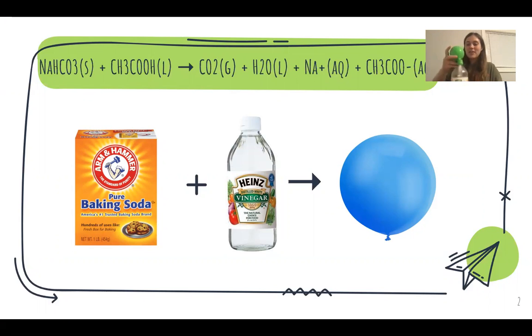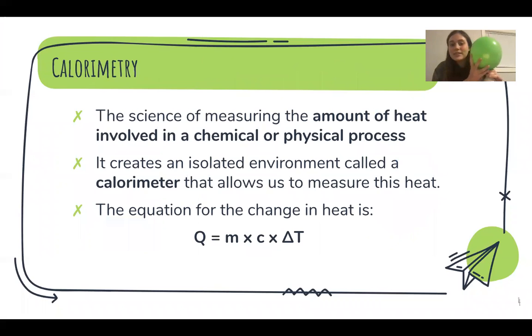So you can see that the baking soda goes into the vinegar, it heats up, and it releases the carbon dioxide gas, which fills up the balloon. And if you were to touch this, it would feel cold. Let's say we wanted to tell exactly how much energy was absorbed from the surroundings. We could do this with a process called calorimetry.